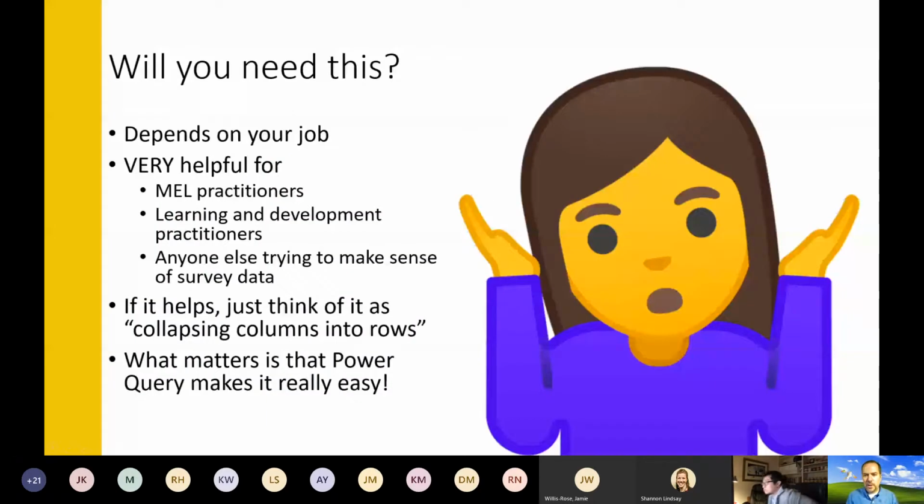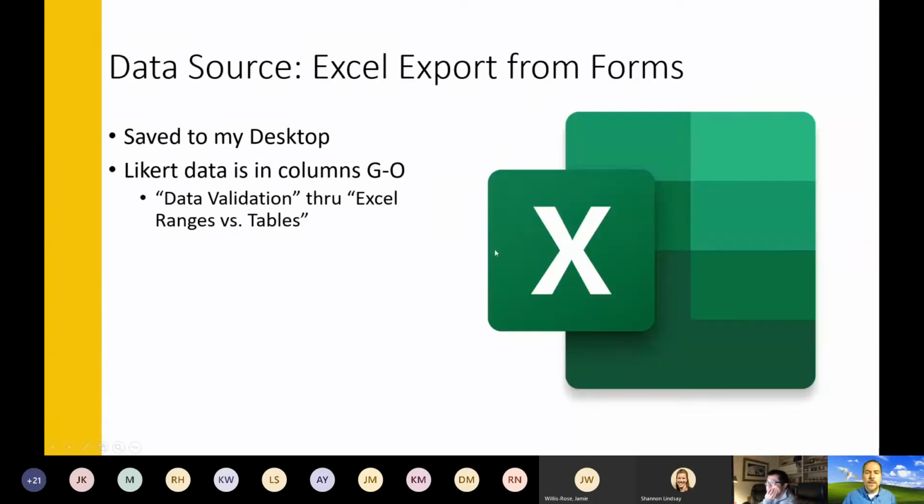I have found this super helpful in the monitoring, evaluation, and learning context, learning and development practitioners, anybody who's trying to make sense of survey data. For me, thinking of unpivoting as collapsing columns into rows was the way that it first made sense to my brain. But really the key is that Power Query makes it super easy.